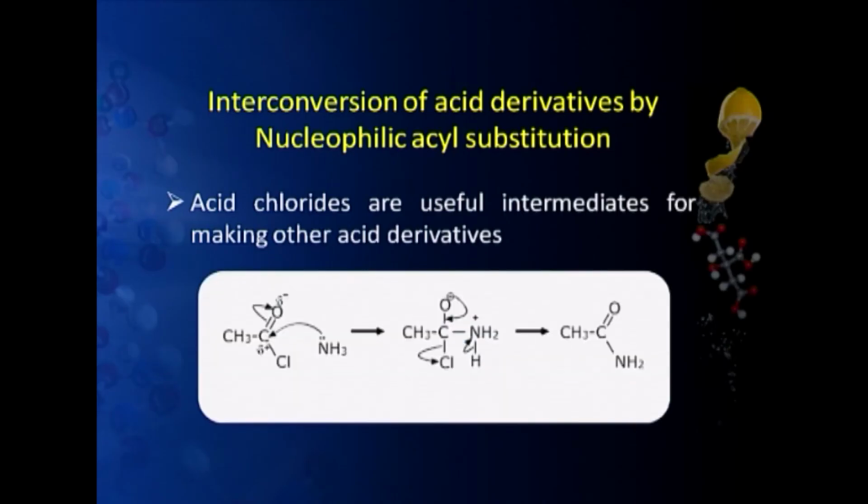Acid chlorides, as I said, are the most reactive and least stable. They are used as intermediates for making other acid derivatives; for example, ammonia can very easily react with acetyl chloride to give the compound acetamide. We will discuss this role of acid chlorides and the reactivity of other acid derivatives in our next session, where we will discuss their methods of preparation and some of their important chemical properties.